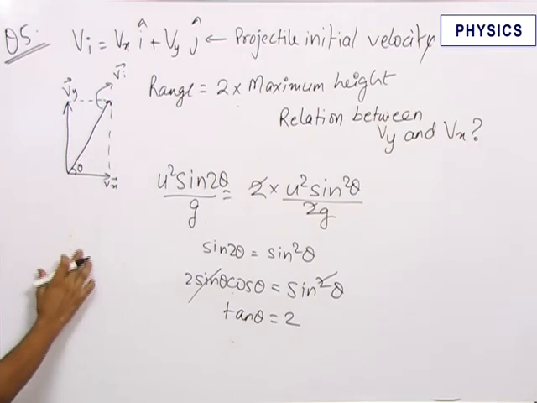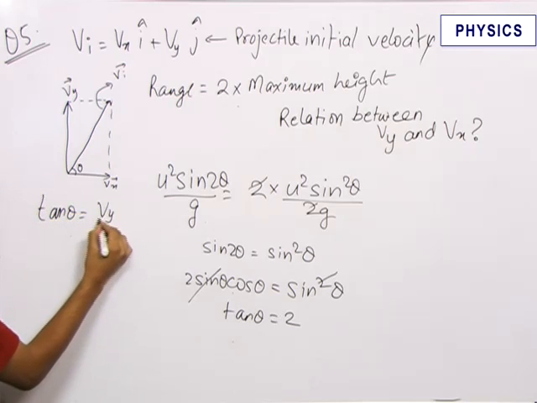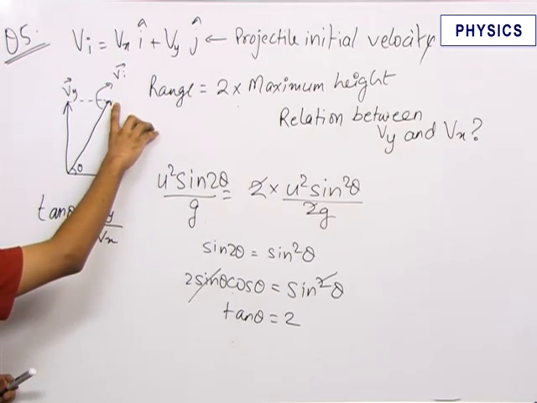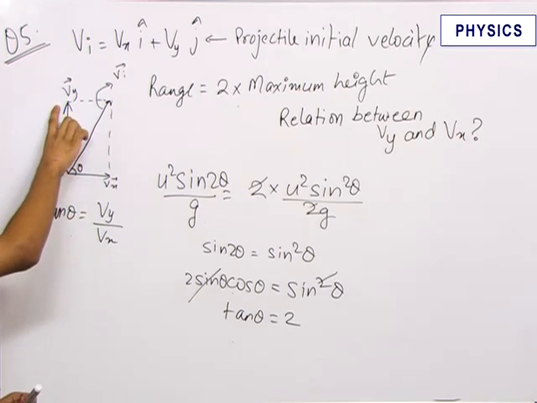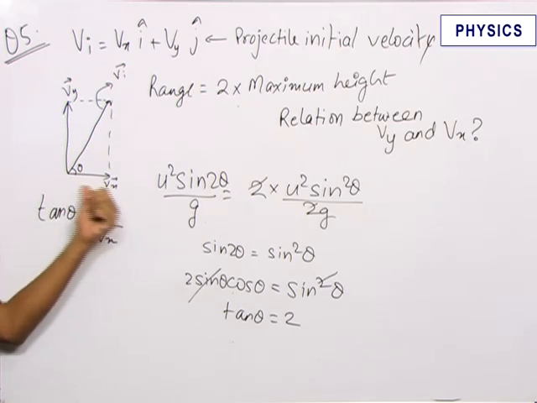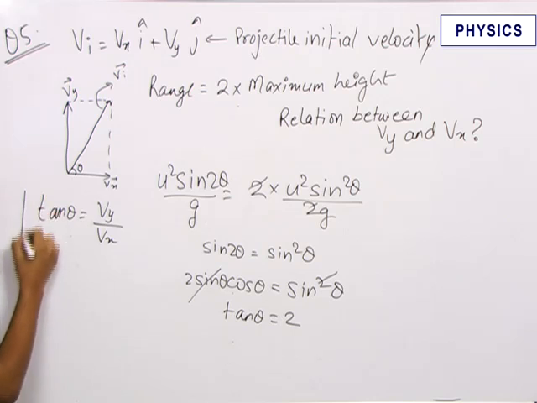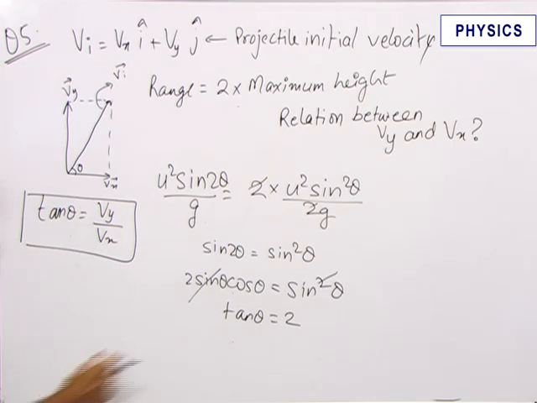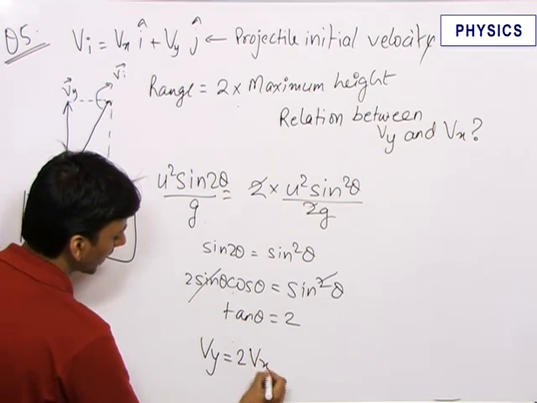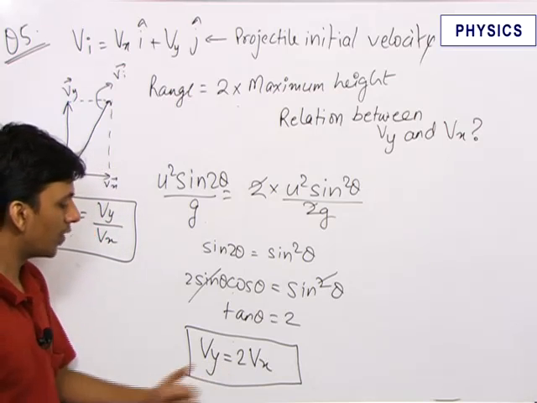So from this diagram we can clearly see that tan theta is equal to Vy upon Vx, because over here the length of this side of the triangle is equal to the magnitude of the Vy vector, that is nothing else but the y component of velocity, and similarly this length is equal to the magnitude of the x component of velocity. So we get the relation as tan theta is equal to Vy upon Vx. On substituting here we get Vy is equal to 2 times Vx. This is our required relation for Vy and Vx.